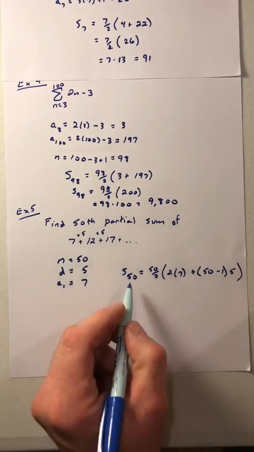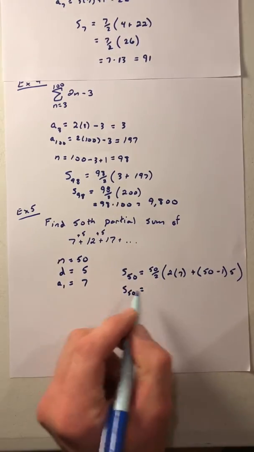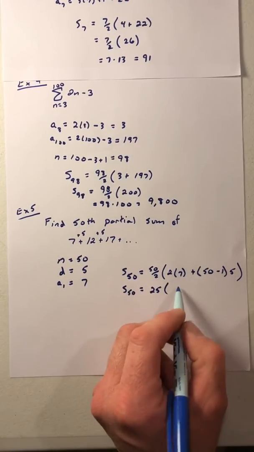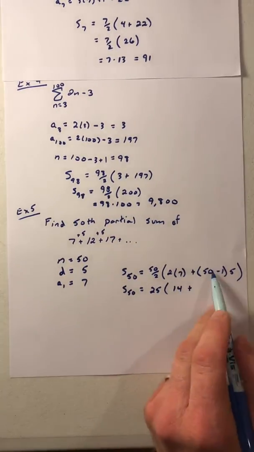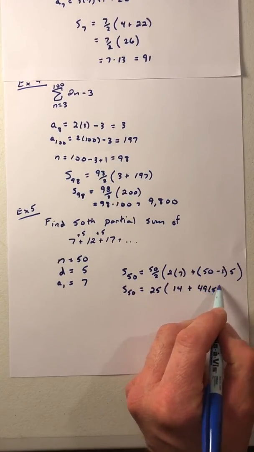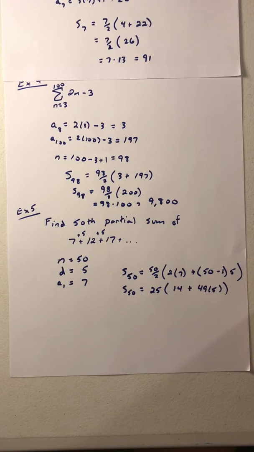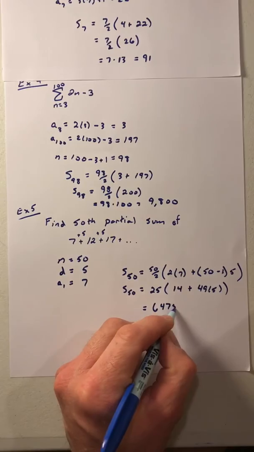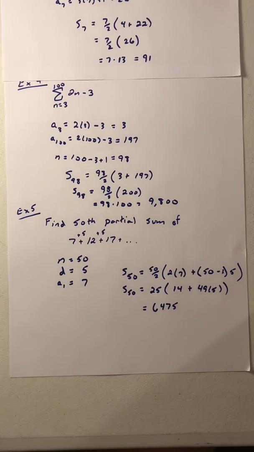Now I can go ahead and figure this out. So S of 50, 50 divided by 2, that's pretty easy, 25. 2 times 7 gives me 14. Then we're going to add 50 minus 1, which is 49, and we'll multiply that by 5. At this point, I'd go ahead and throw it into my calculator. So I have 25 times the quantity of 14 plus 49 times 5, which gives me a total of 6,475. And this is going to allow us to find the sum of an arithmetic series.